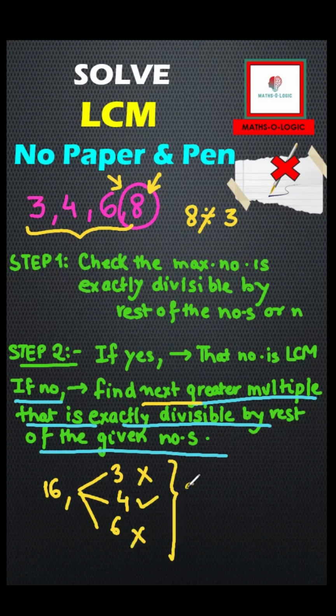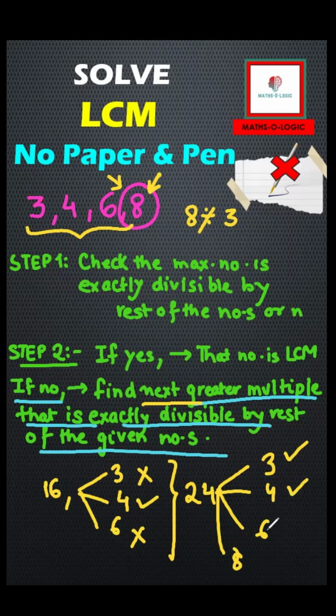So the next number that I have is 24. Just check the 3, 4, 6, and 8 I have. So 24 is exactly divisible by 3, 24 is exactly divisible by 4, 24 is exactly divisible by 6 also, and with 8 also. So it means that the LCM of 3, 4, 6, 8 is just 24.